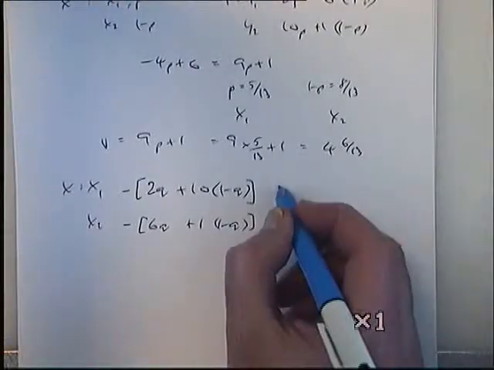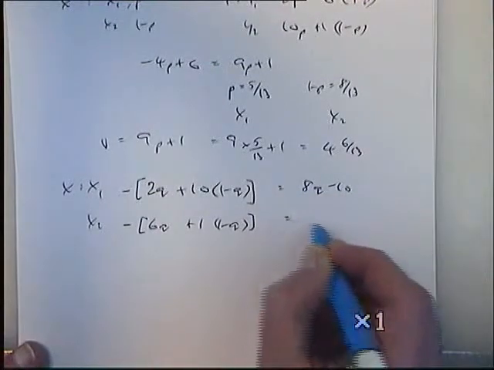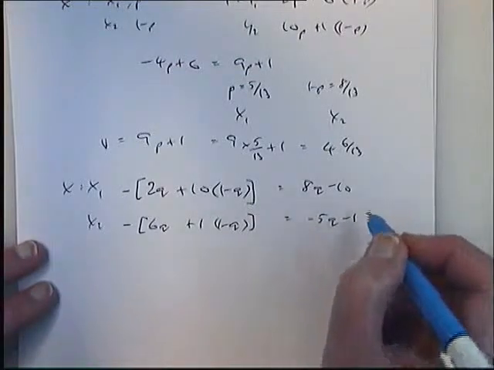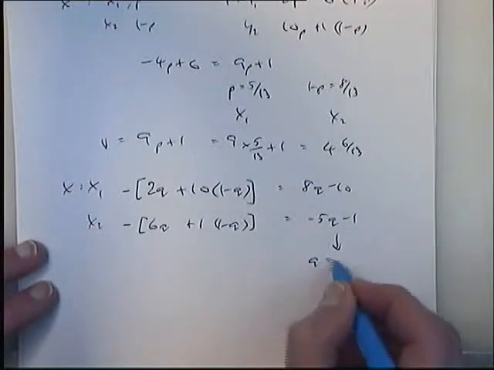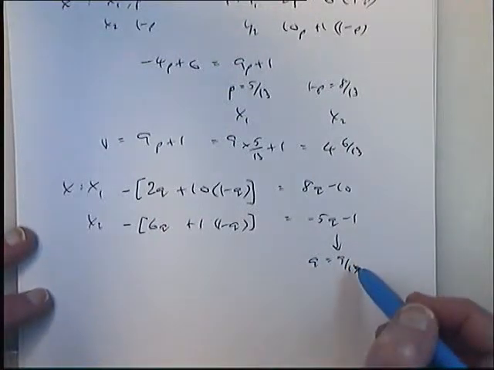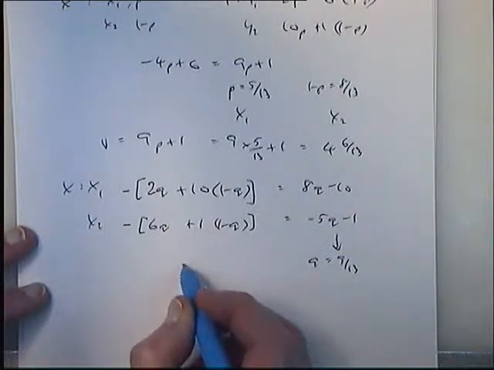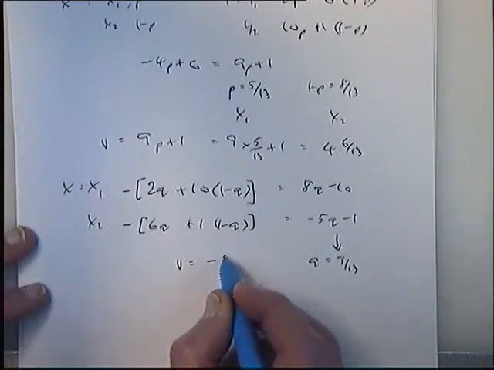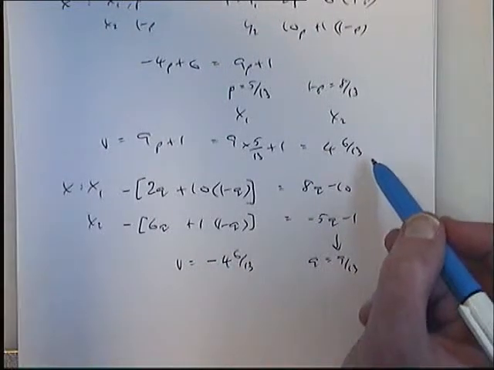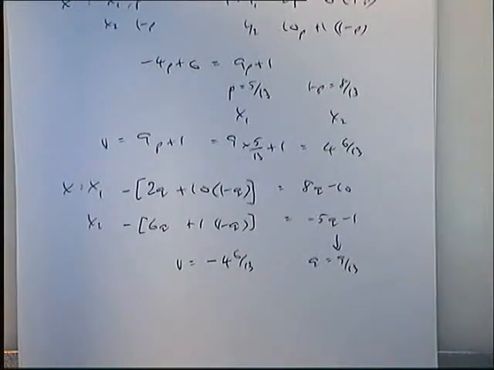If you simplify those, that comes out to be 8q minus 10. That one comes out to be minus 5q minus 1. If you equate those, you get q equals 9/13. And if you substitute that q value into either of these expressions here, you get the value of the game is minus 4 and 6/13, which is the negative of the value we've got here. That doesn't happen in the exam. You've gone wrong somewhere.